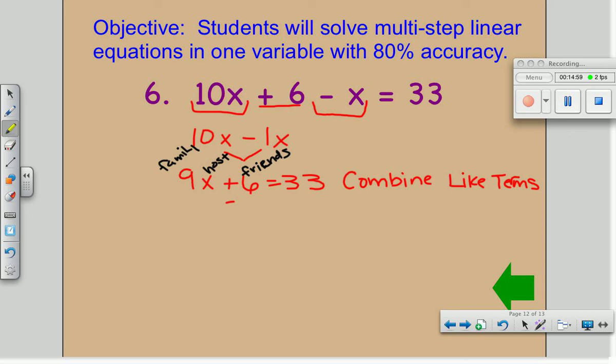How much? The same that's being added, 6. Okay? If you do that to one side, the property of equality tells you have to do the same thing to the other side, so we're going to subtract 6 over here as well. When we subtract 6 on the left, we get 0, so we have 9x. And 33 minus 6 is 27. And then, what did you do here? You subtracted 6 on both sides.